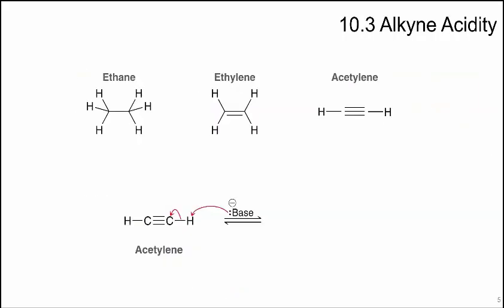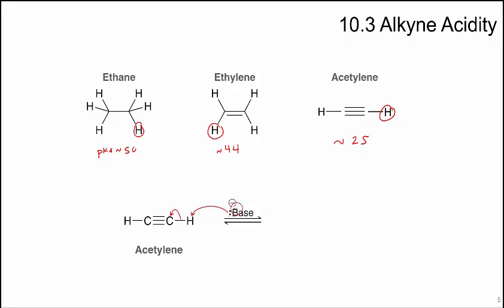Alkynes are acidic compared to alkanes. If you recall, the pKa of ethane is around 50. For an ethylene proton it is around 44. And for acetylene, it's around 25.